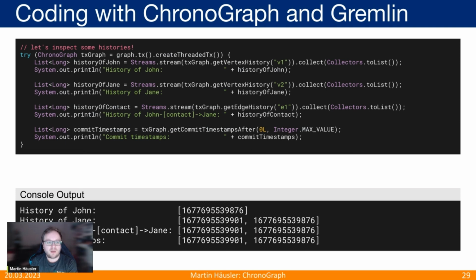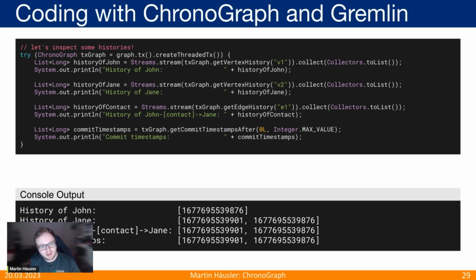So what we can do now, thanks to the power of ChronoGraph, is actually inspect the histories. From our transaction, you can query the vertex history of John and Jane individually. Or you can even query the history of the relationship edge between them. And what you get back initially, as you can see in the console output below, is a list of timestamps. And now you might say, yeah, but what am I supposed to do with timestamps? Hold on, that's going to come very soon.